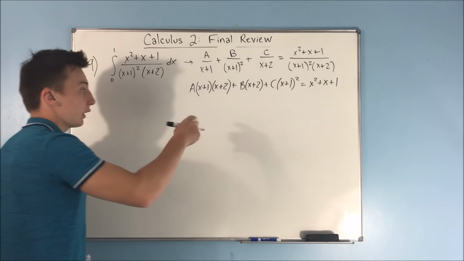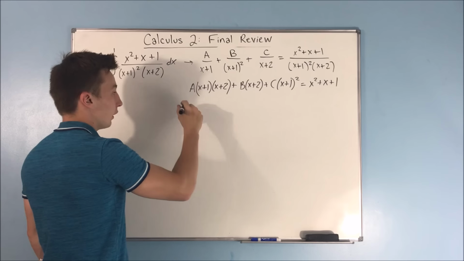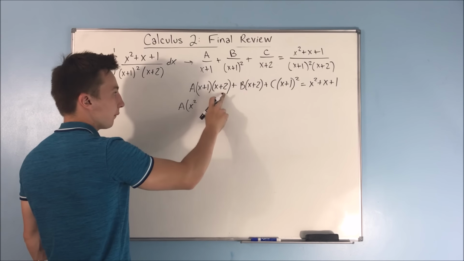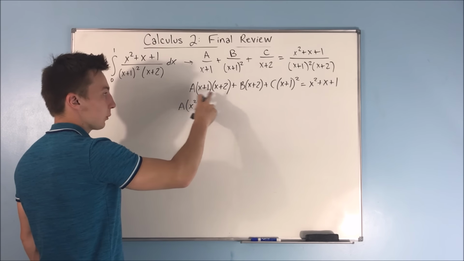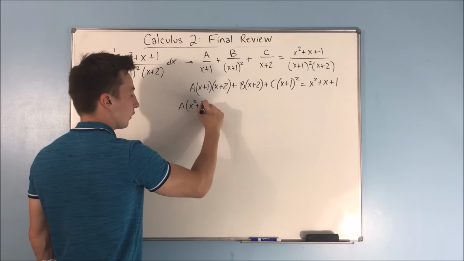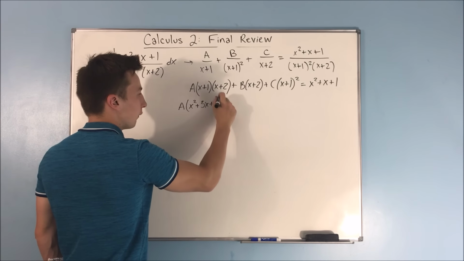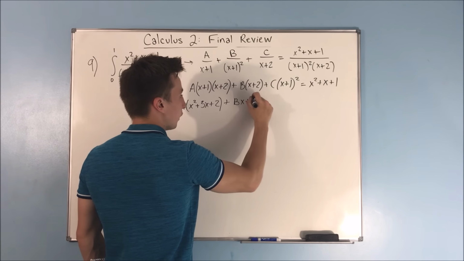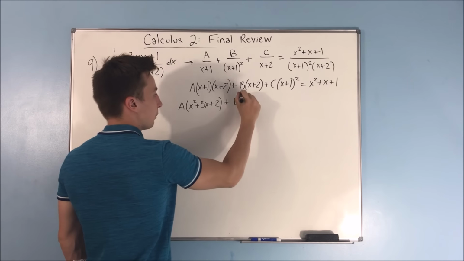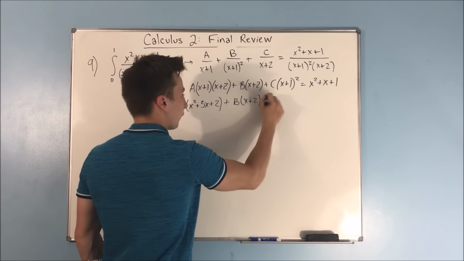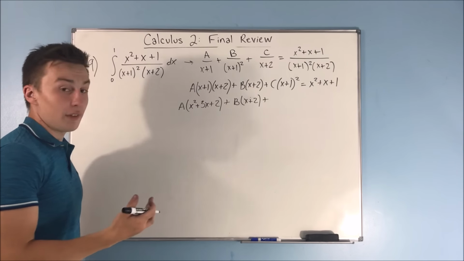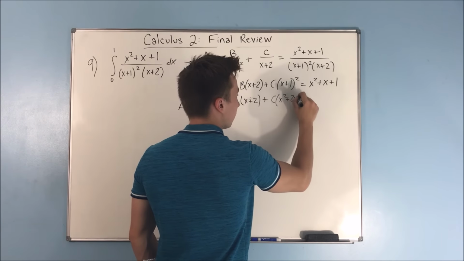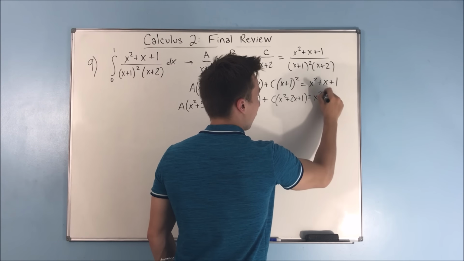So, doing a little bit of distribution here, we get that this is equal to A times x squared plus 3x plus 2, which is 2x plus 1x, which is going to be a 3x, and then plus 2. We have B times (x plus 2), we can write this just as B times (x plus 2) for now. And then we have C times (x squared plus 2x plus 1). And that's going to be equal to x squared plus x plus 1.